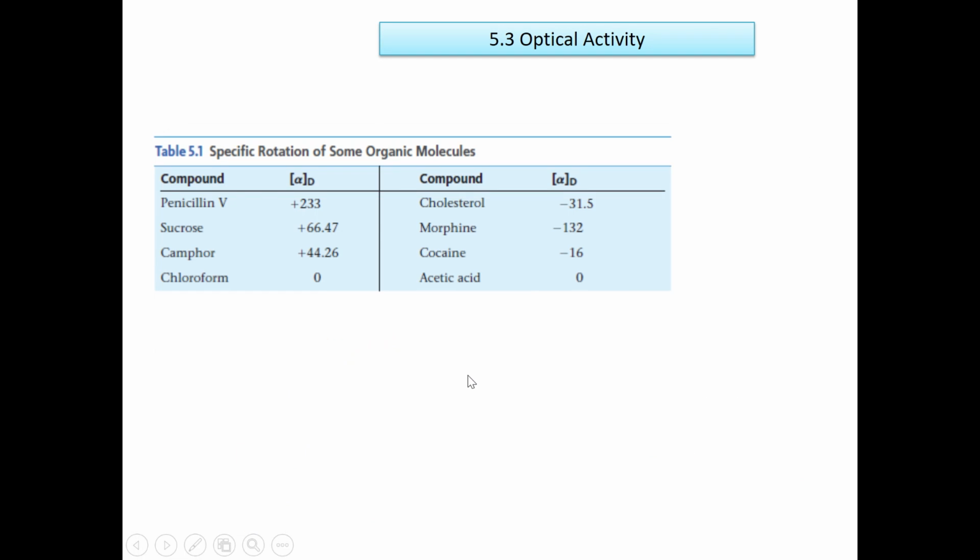Okay, here you have some specific rotations of some organic molecules. For example, penicillin V is plus 233, sucrose plus 66, camphor plus 44, chloroform 0. This doesn't have to surprise us because it's achiral, it cannot rotate the polarized light. Cholesterol minus 31, morphine minus 132, cocaine minus 16, acetic acid 0. Again, acetic acid is not chiral.